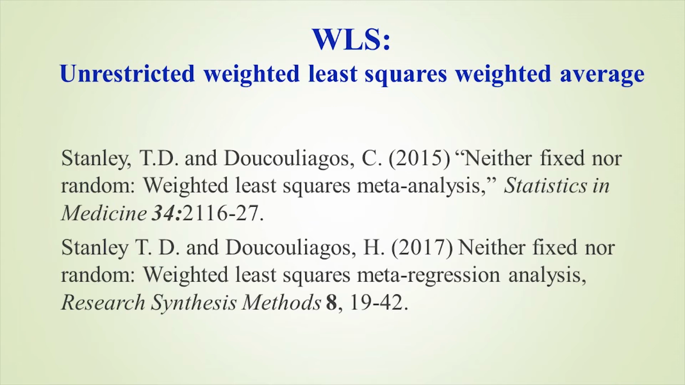In two different recent papers, we show that the weighted least squares weighted average has less bias than random effects when there is publication bias, but is as good as random effects if there is no selection for statistical significance. WLS uses optimal inverse variance weights, but unlike the fixed effects, WLS automatically adjusts its standard error and its confidence intervals for any heterogeneity when it's present in the research record.